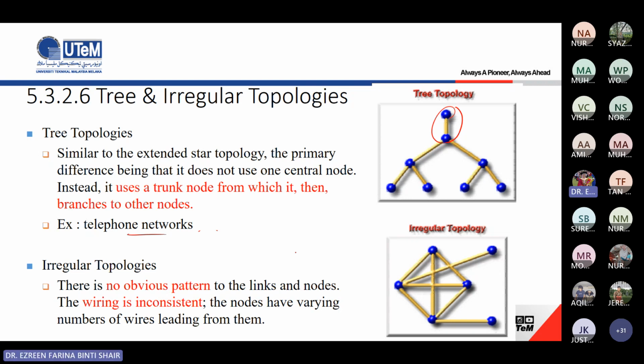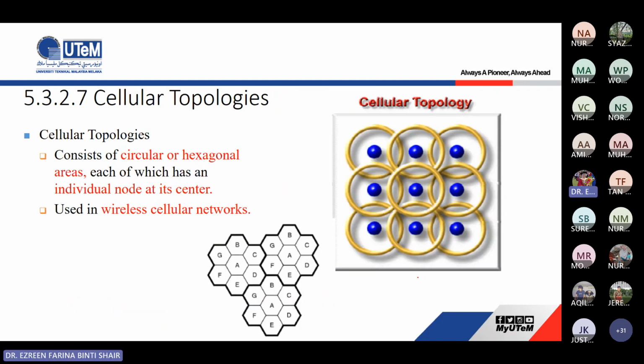Next we have the irregular topology. Irregular topology is when you don't have obvious patterns. We cannot see any pattern like this one, so we call it the irregular topology. The wiring is inconsistent.